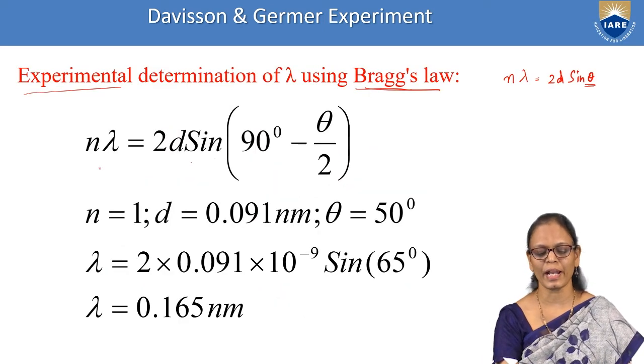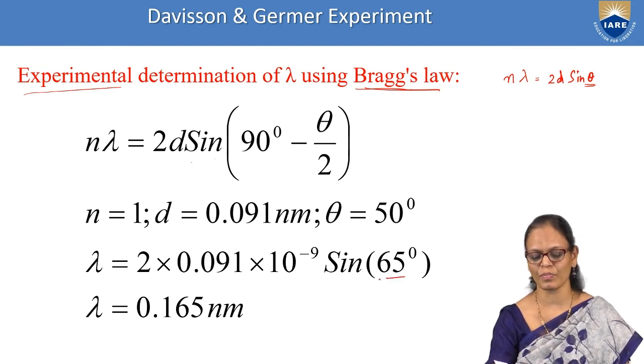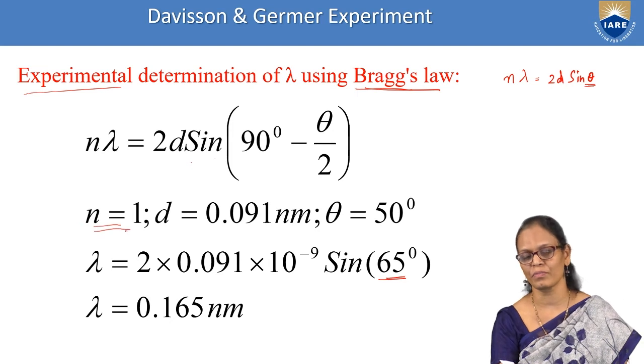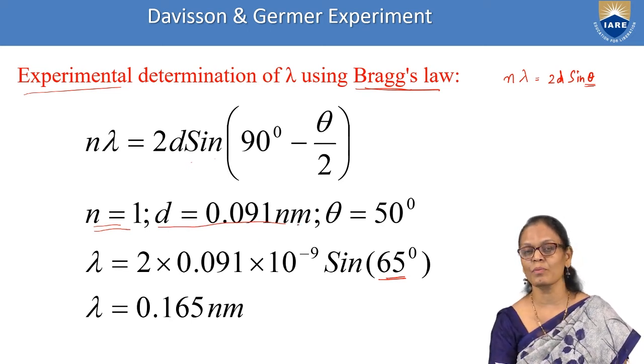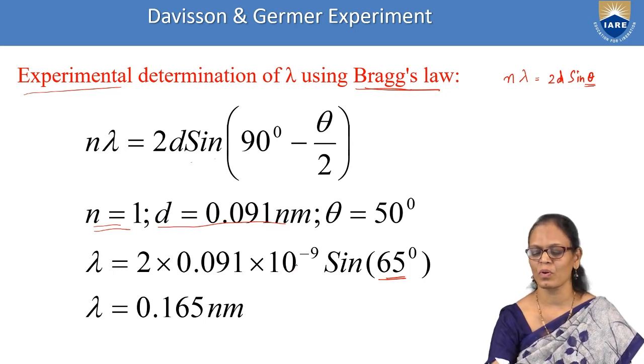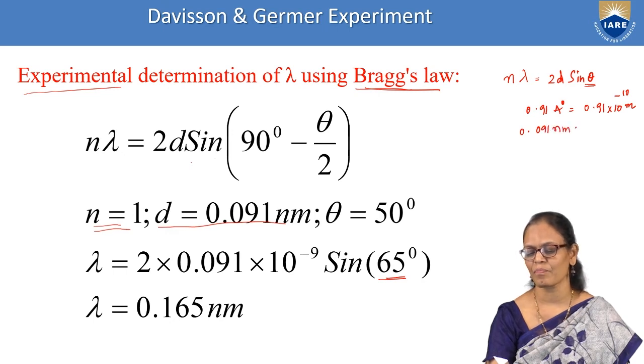So, we are using the formula n lambda is equal to 2d sine (90 minus theta by 2). 90 minus theta by 2 will give us 65. That is what we are doing. N is equal to 1. N is the order we are taking as 1. And d is the spacing between the planes, that is 0.091 nanometer. There we were talking in terms of angstrom. So, if I write 0.91 angstrom, that is 0.91 into 10 to the power of minus 10 meter. Here I am talking in terms of 0.091 nanometer. Nanometer means 10 to the power of minus 9.